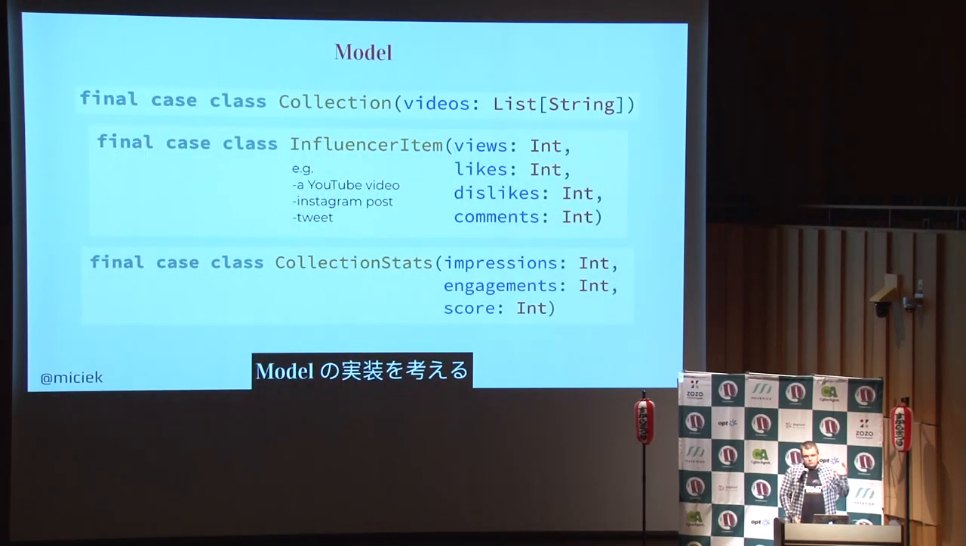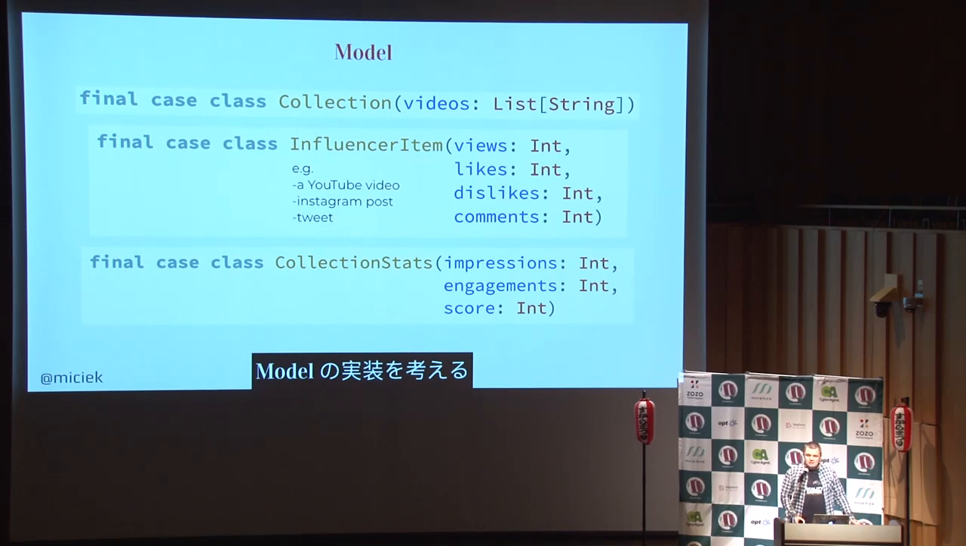First, the model. Normal Scala model, so case classes usually are the things that we use to model things. And the application I just described will use this model. We won't change it. It's just an introduction, just the first slide. So we'll be using a collection. A collection is just a list of video IDs, right? So a list of string.